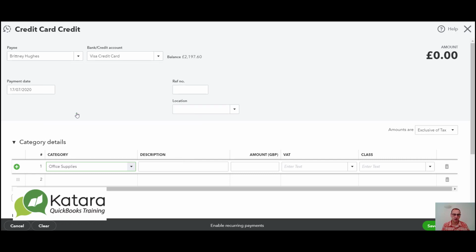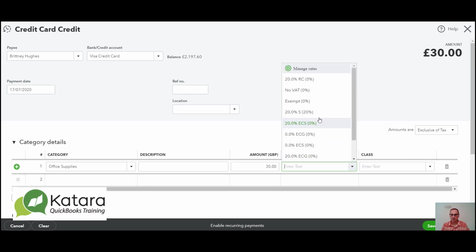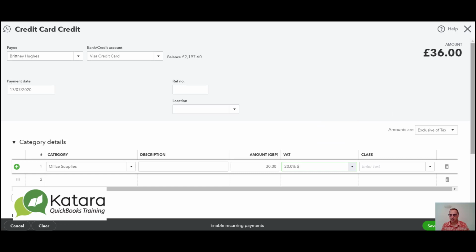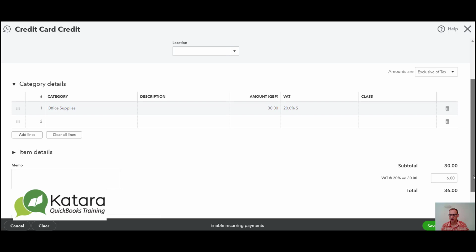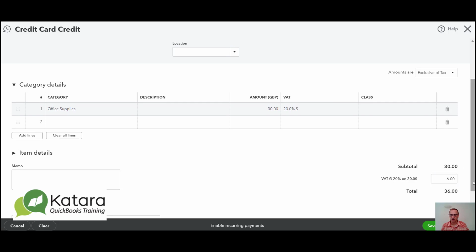So perhaps it's an office supply. I could put a description in here of the goods that I've been credited for, and again I would in here say that I've got a certain amount back, it's exclusive of tax here, and I'll put the tax code in to say there we are, there's my £36 that's come back into my account, and the £6 of VAT is accounted for because it is a VATable transaction.